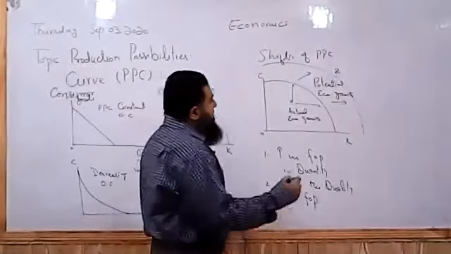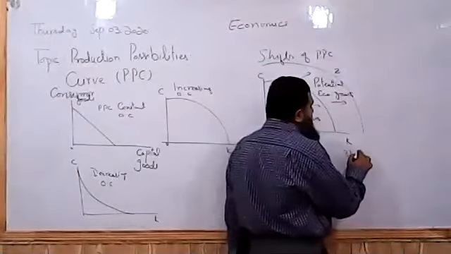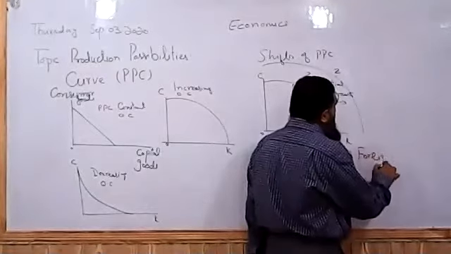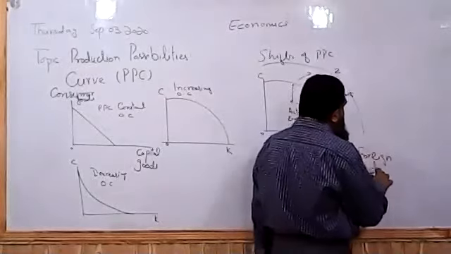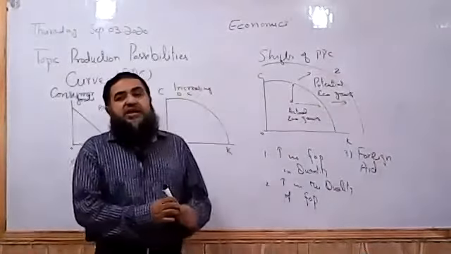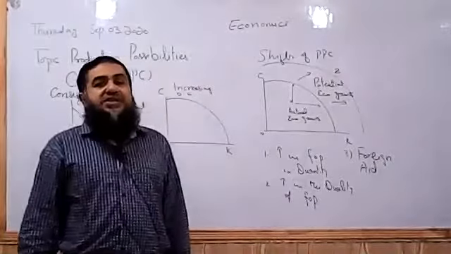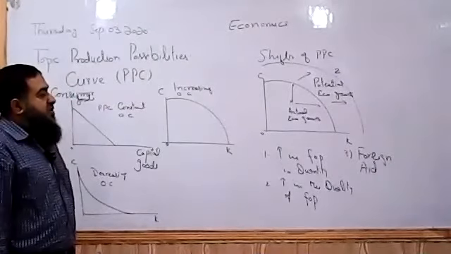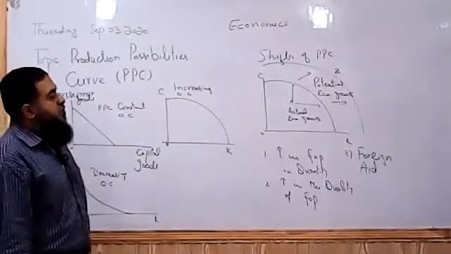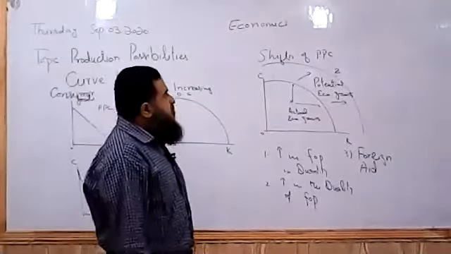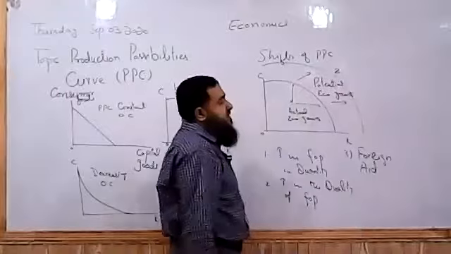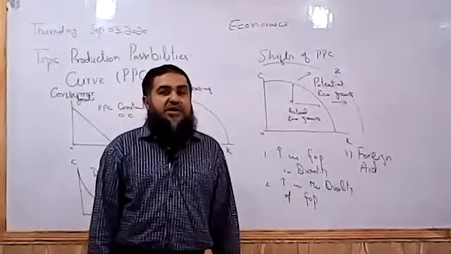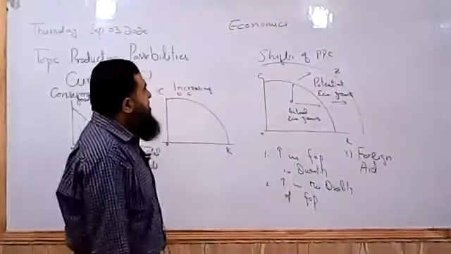Or another thing which could cause a shift in PPC is foreign aid. Foreign aid is also a kind of stimulus. Previously, we did not have enough resources to spend to increase the number of goods and services. So when foreign aid is provided to a country, its potential to produce more goods and services will be increasing. As a result, PPC will be shifting rightward or outward. That is due to improvement in the foreign funding. So that is causing an increase in potential.